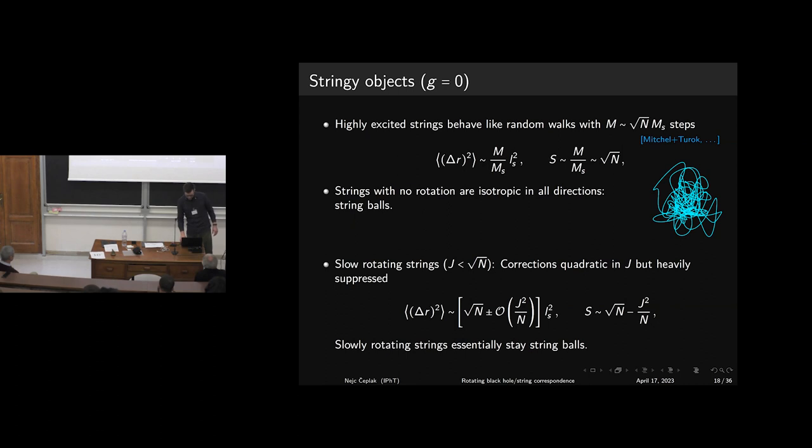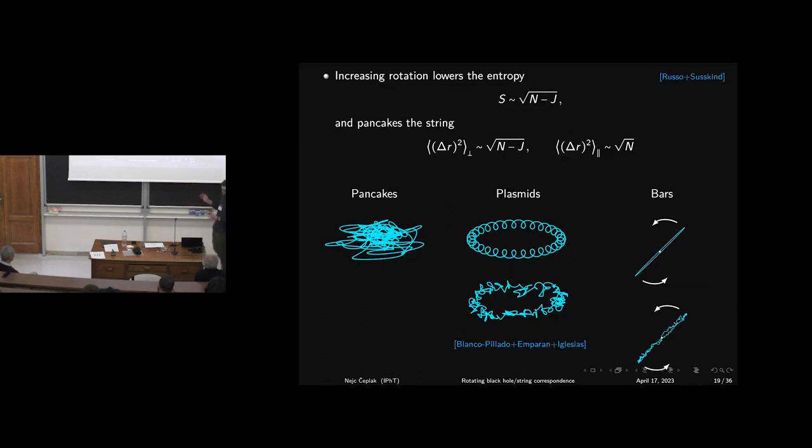Okay. So slowly rotating strings will become like stringy bars. So we expect slowly rotating strings and slowly rotating black holes should correspond relatively nicely. But what happens when I'm increasing the rotation? The entropy was worked out by Russo and Susskind a while ago. And what they found is that the entropy actually goes like the square root of n minus j.